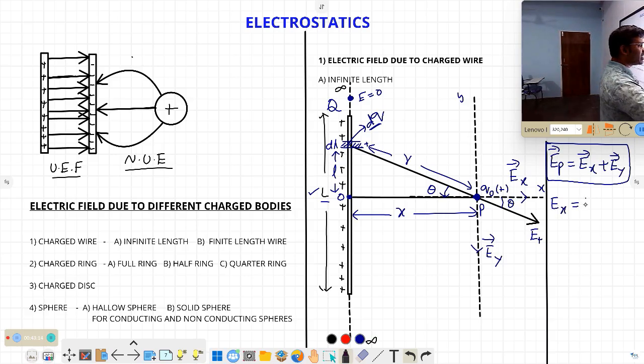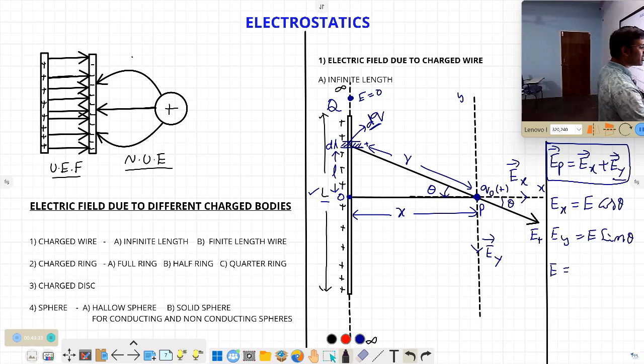Ex is nothing but I can write as E cos theta, because it is making an angle theta with the x-axis. Similarly, Ey is equal to E sin theta. These are the two components. Next, what is E here? E is called electric field intensity.